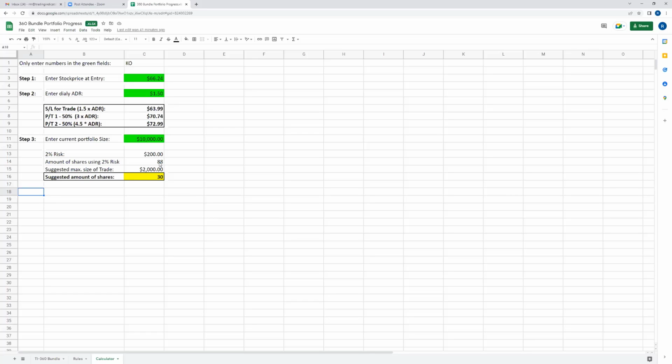However, when you multiply the 88 with the stock price, then you're way above what we allowed for the position size. That's why I have another calculation here. That is, the suggested max size of the trade is $2,000, and therefore we suggest to not buy more than 30 shares, okay? And this is dynamic. You fill only these three numbers and you will get the suggested amount of shares.